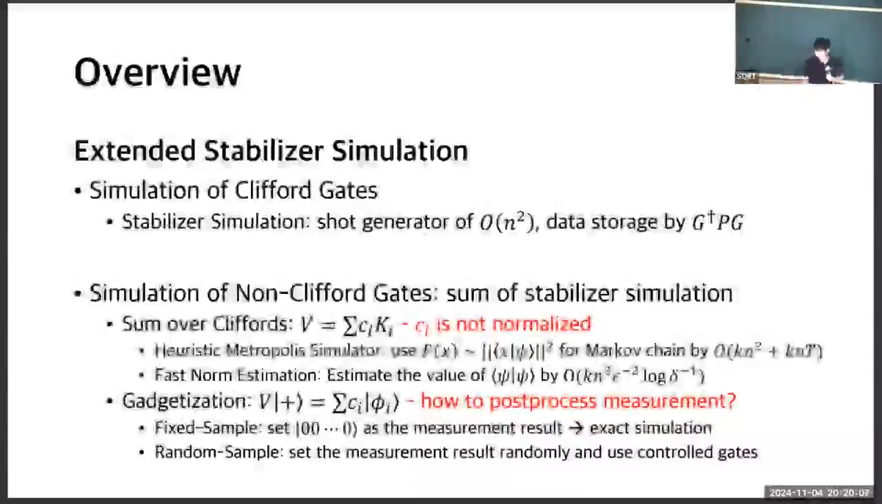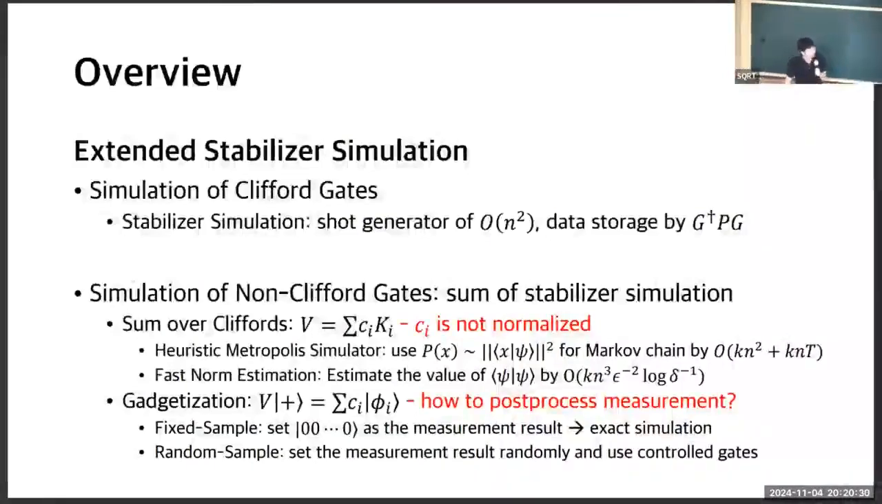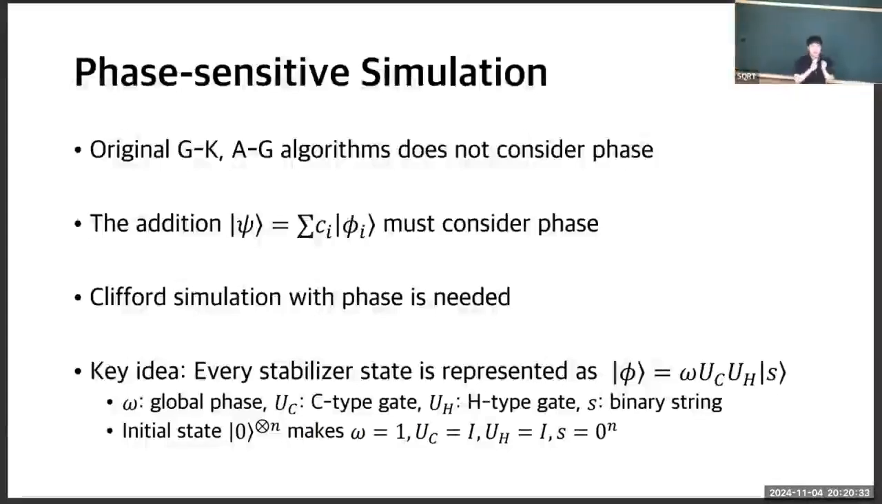So we now found that the sum over Cliffords method does not ensure normalization, and gadgetization has to process. To deal with that, they have two different ways to simulate for each one, and these would be the extended stabilizer simulation. But one question remains. We have the Clifford simulator, like the stabilizer simulator, as a generator, but that is the problem, because that doesn't include phase. We need to simulate the stabilizer states as they are. They need to be phase sensitive.